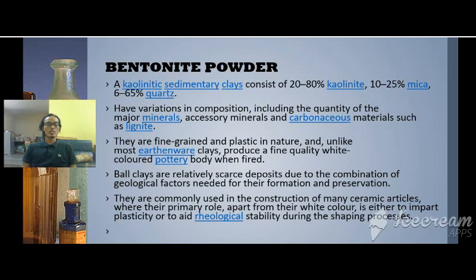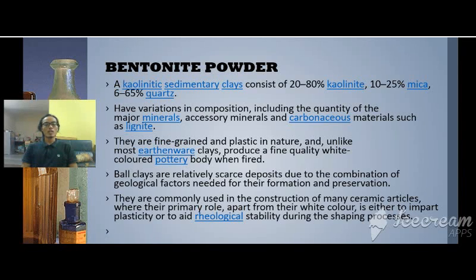kaolinitic sedimentary clay consisting of 20 to 80% kaolinite, 10 to 35% mica, and 6 to 65% quartz. So in the composition, they include the quantity of the major mineral, accessory mineral, and carbonaceous materials such as lignite. And they are fine grain and plastic in nature. Unlike most advanced clays, it produces a fine quality white color pottery body when the material is fired.